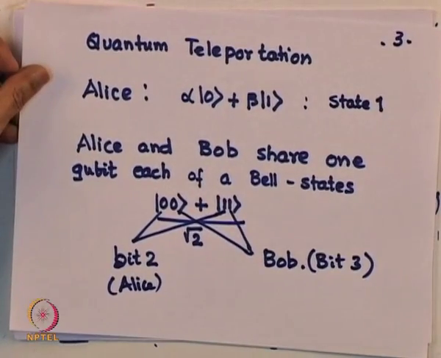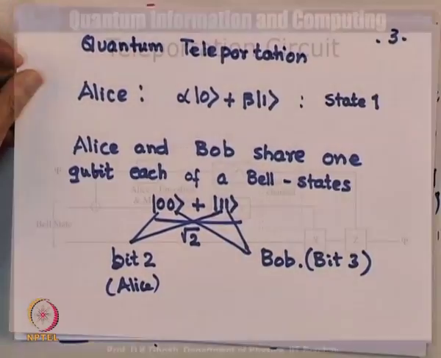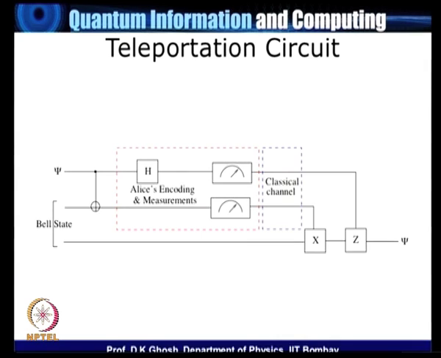Now let us look at how this process is carried out. I will try to explain each part of this circuit. This is a standard teleportation circuit. Let's look at that, and then I will tell you how exactly it is able to do the teleportation. So first understand what is happening in this circuit.